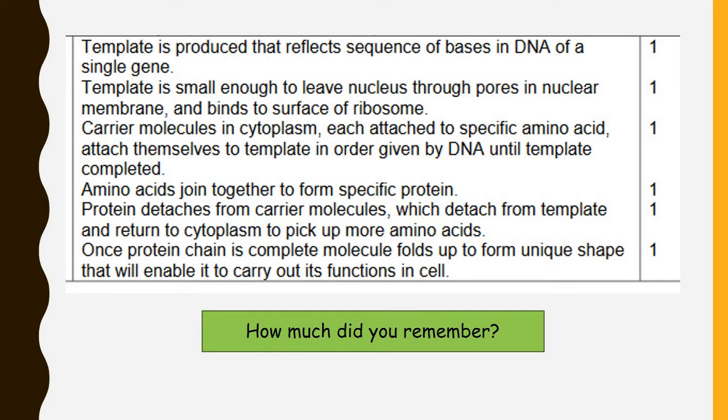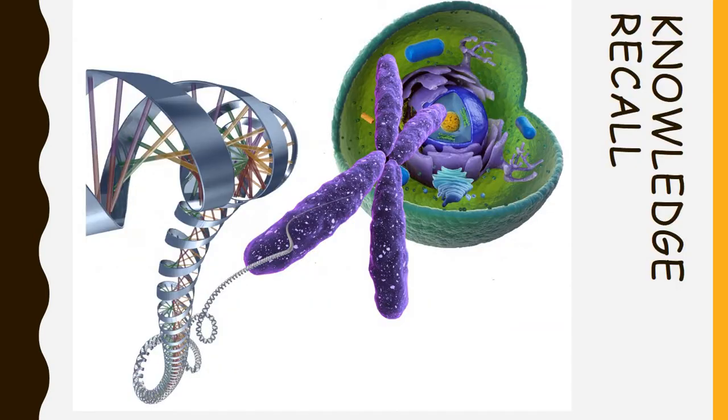The protein detaches from the carrier molecules, and each carrier detaches from the template and returns to the cytoplasm to pick up more amino acids, and that will keep on happening. Once the protein chain is complete, the molecule folds up to form its unique shape, which enables it to carry out its functions. It might be that a new antibody is made, or a new enzyme, or whatever type of protein it will be, whatever it folds up to make is that specific protein. So think about how much do we remember from that process. Pause the video. How much do we remember? Okay, on to the next slide.